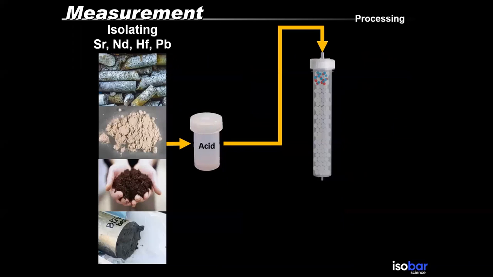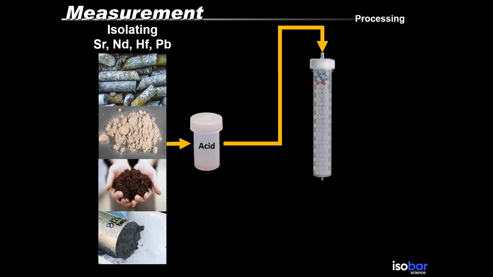Before we analyze these samples for these elements, we need to extract these elements from the sample, because your sample is not only made out of strontium, neodymium, hafnium, and lead. It has tons of other elements like magnesium, silica, iron, calcium. So you have to basically isolate your targeted elements from the sample.